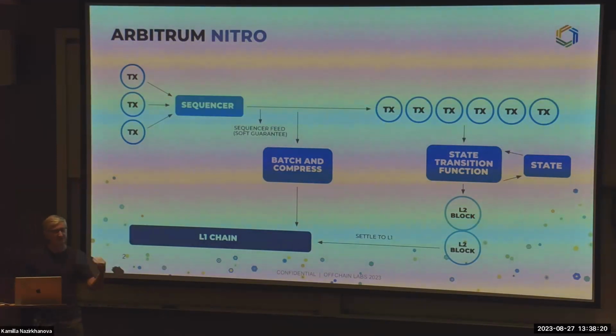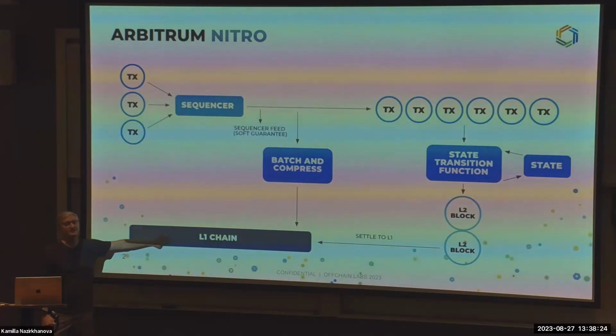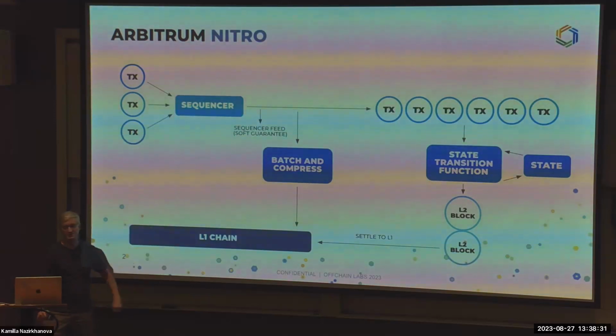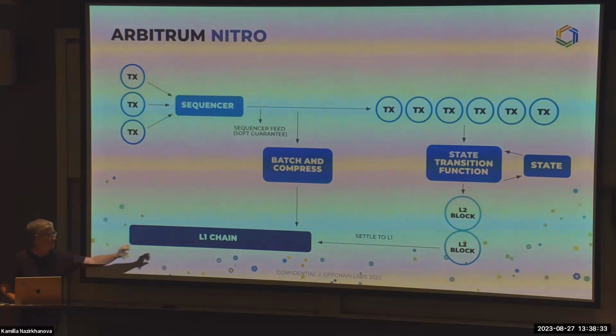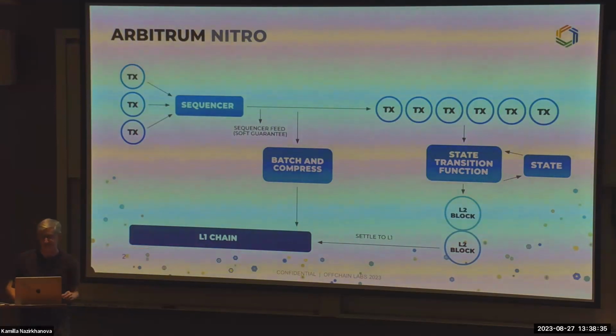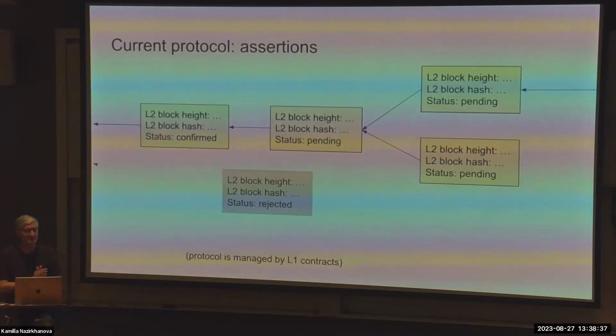So the purpose of the settlement protocol is to tell the L1 Ethereum chain what the state is, so that you can do bridging either to and from Ethereum or bridging to somewhere else. So what we're talking about right here in this talk is the settlement protocol. Okay, so here's how it works currently in the Arbitrum stack.